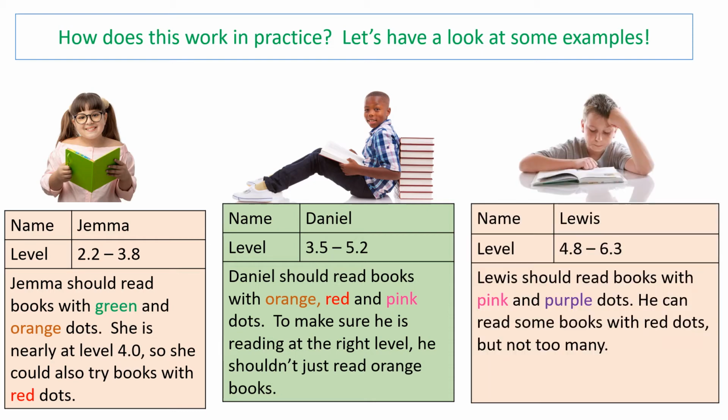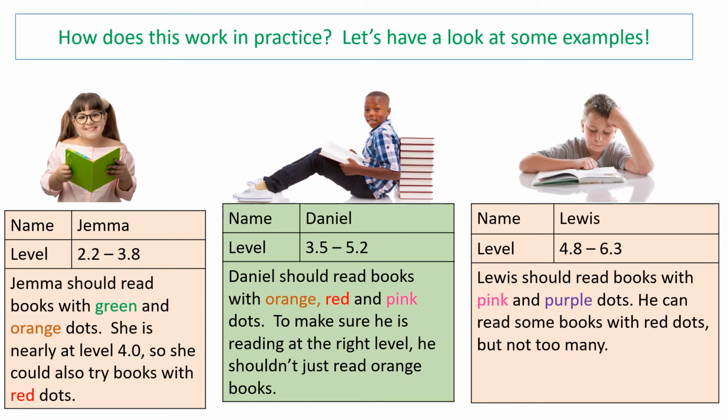The final child we're going to look at is Lewis. Now, Lewis has got a reading level of 4.8 to 6.3, and you can see that 4.8 actually would still be books in the red with the red dot on it. However, I wouldn't want Lewis to be reading too many red books because it will bring down his average level. So he should really be reading books with either pink or purple dots. He can read some books with red dots, but not too many because it will bring down his level.